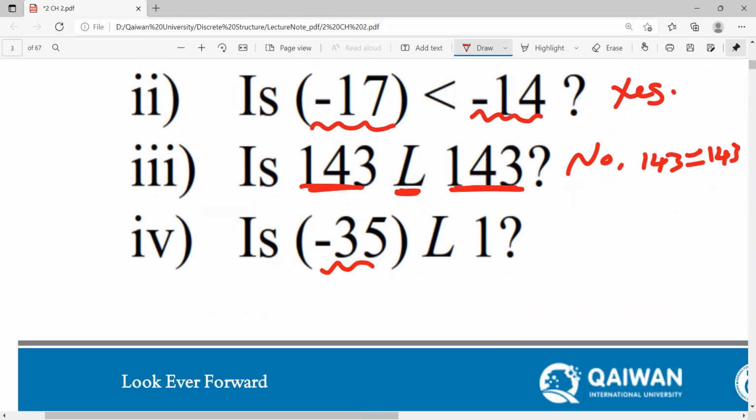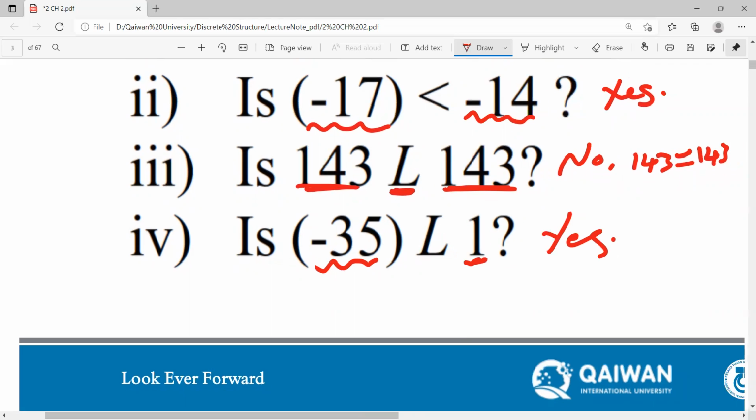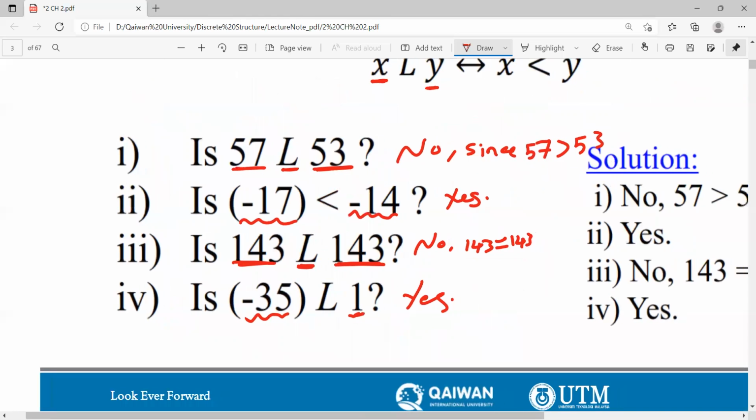Is negative 35 related to 1? Yes. That's it. The answers are simple.